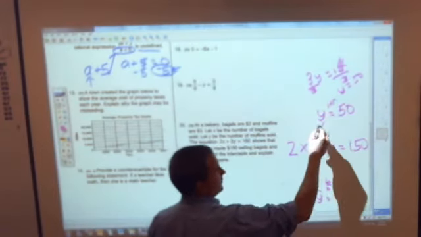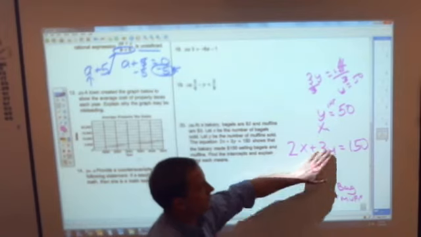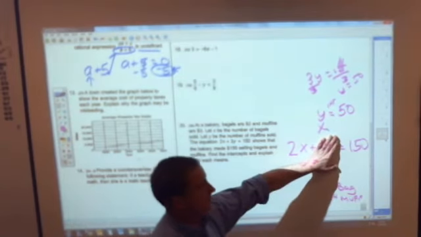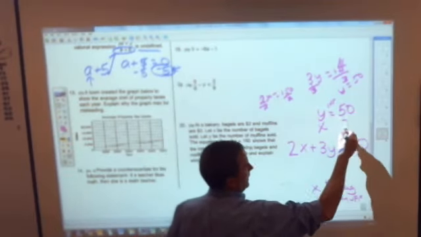You do the same thing for x. You put 0 in for y, you get 2x equals 150. Well, if 2x equals 150, you divide by 2, you get 75.